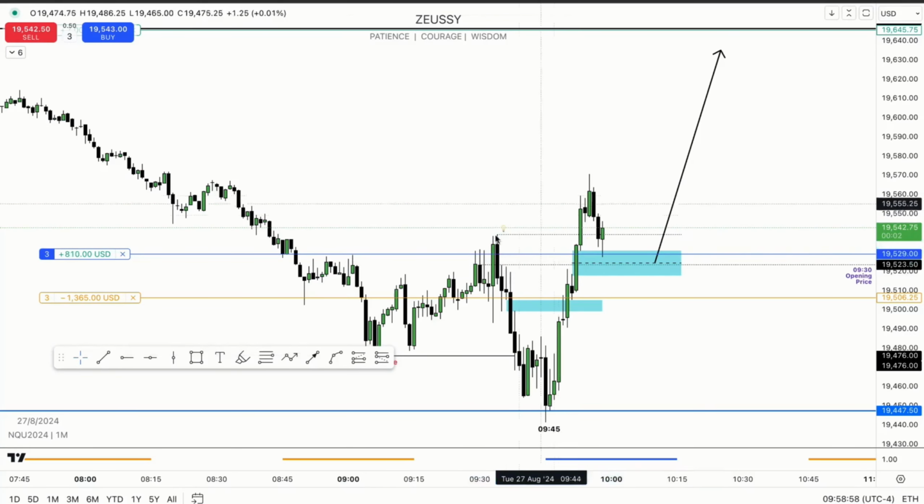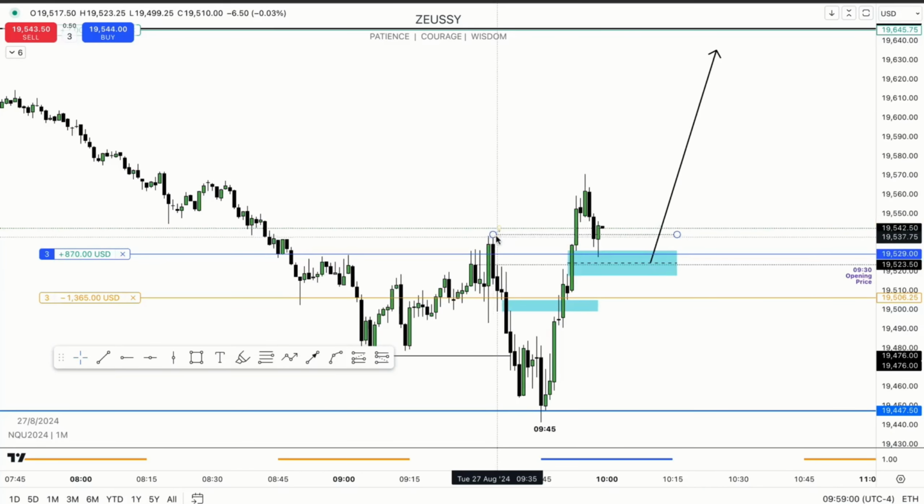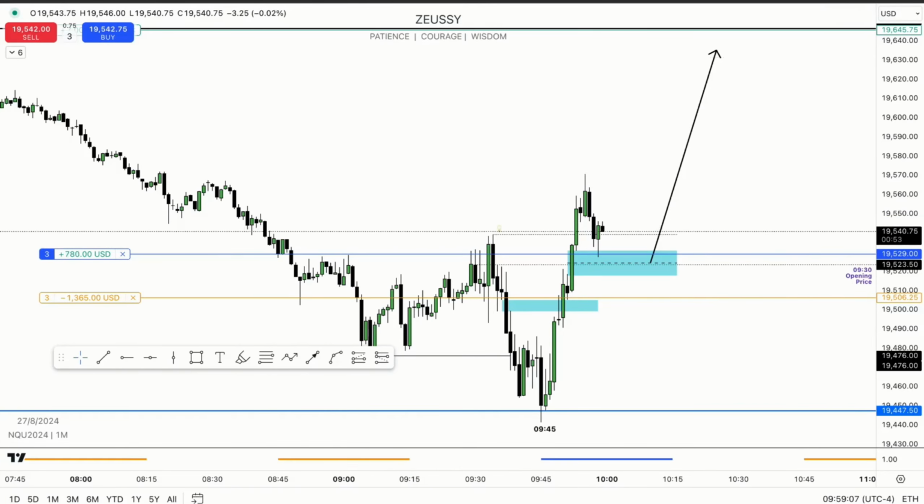The moment that we displaced above this high, it was the CSD that we were looking for. Notice that the high just formed below this CB, so that is not ideal. But if we zoom into a lower time frame, you will see that the high still formed inside of a lower time frame CB.